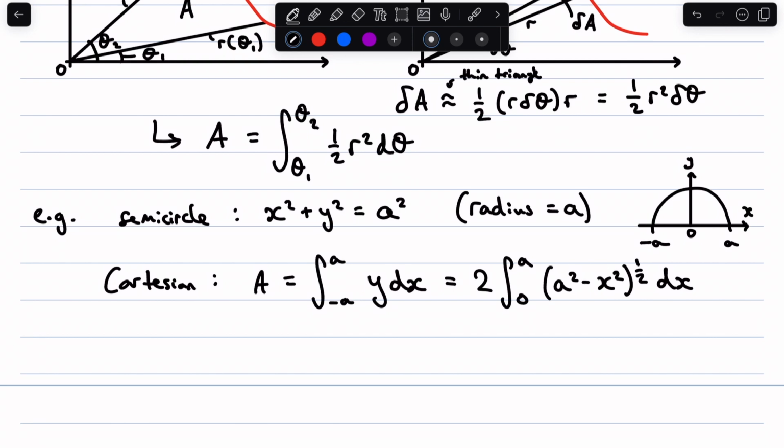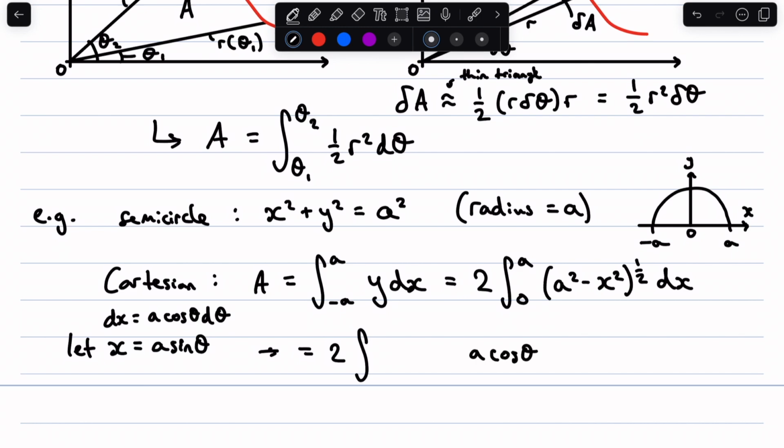dx. And our next step will be to substitute in, saying let x equal a sine theta, and that means our dx will equal a cos theta d theta. And so when we substitute that in, we have 2 times the integral, and I'll do the limits in a second, of a cos theta d theta at the end instead of our dx. When we substitute in a sine theta here, we'll have a squared minus a squared sine squared theta. If we take a factor of a squared out, remembering to square root it, we're left with a times 1 minus sine squared theta to the half, which is just a times cos squared theta to the half, so just cos theta. And so what we're left with is a cos theta times our a cos theta d theta.